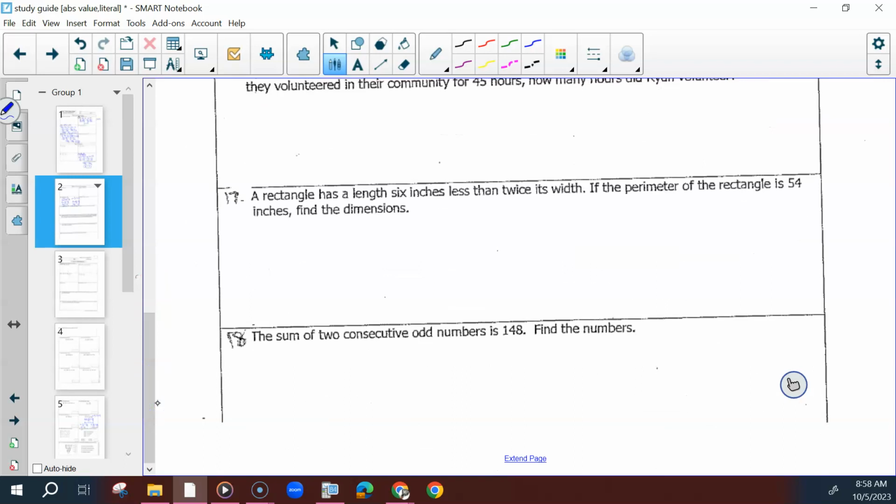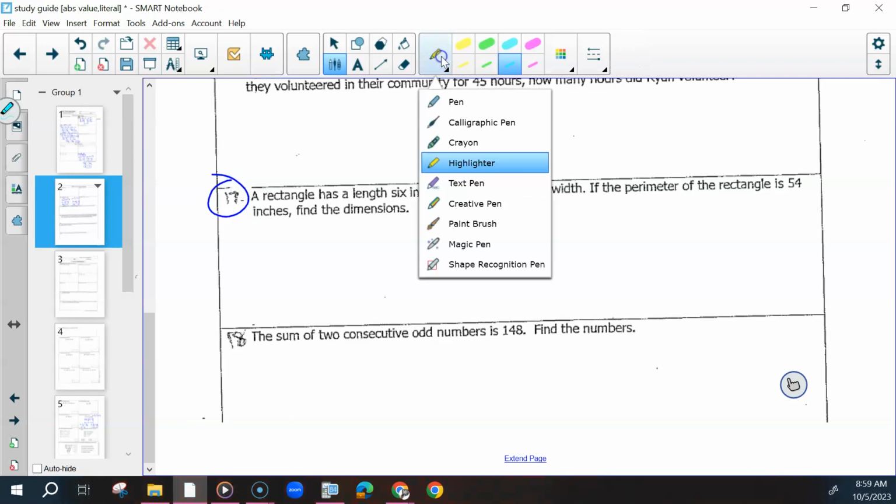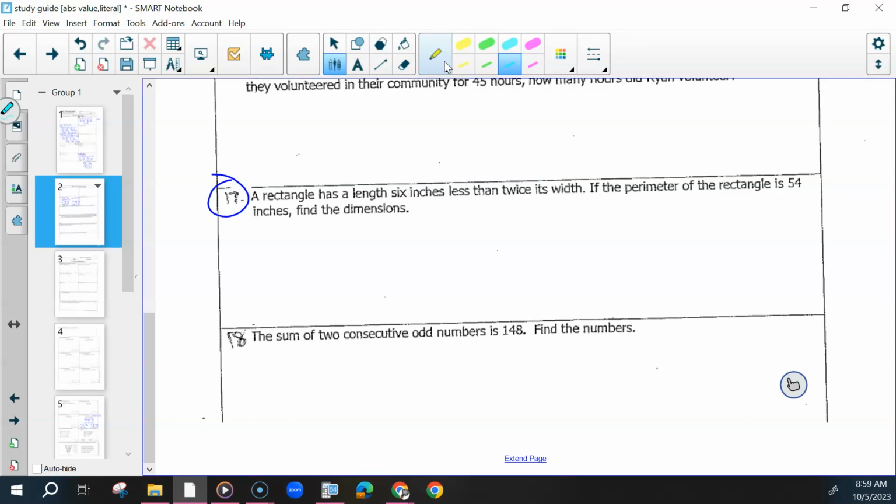So this one's good because there will be a perimeter question on the quiz and on the test. So let's read it first. A rectangle has a length 6 inches less than twice its width. If the perimeter of the rectangle is 54 inches, find the dimensions.